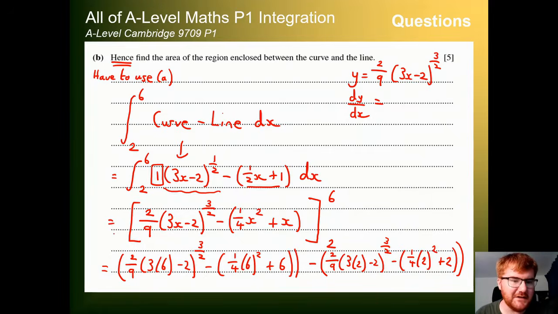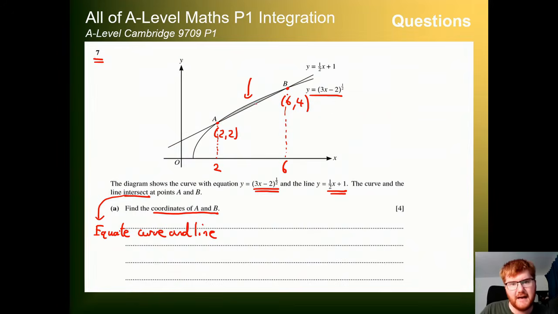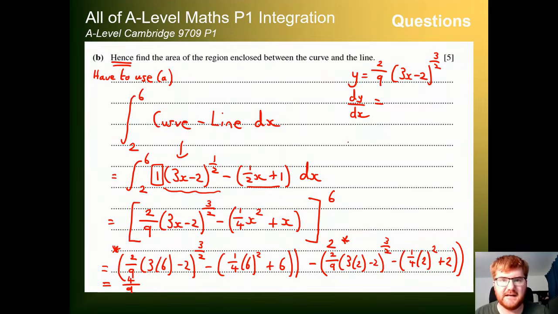So if you pop that into your calculator, you can do this in separate steps as well. So you could do this part first, then press equals, and then minus this part. Again, just being very careful. And we get our final answer here of 4 over 9. Again, does that make conceptual sense? It's a very small area here. Look at the numbers we're working with. So 4 over 9 makes a lot of sense.